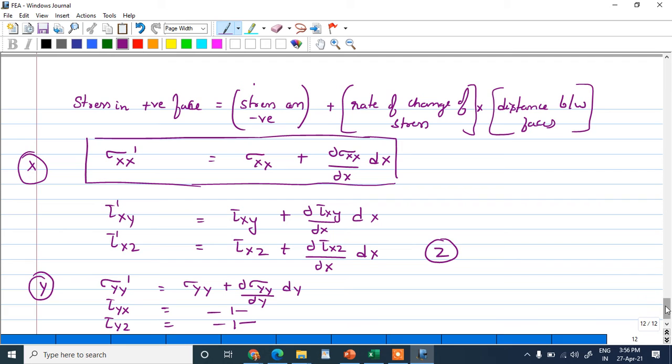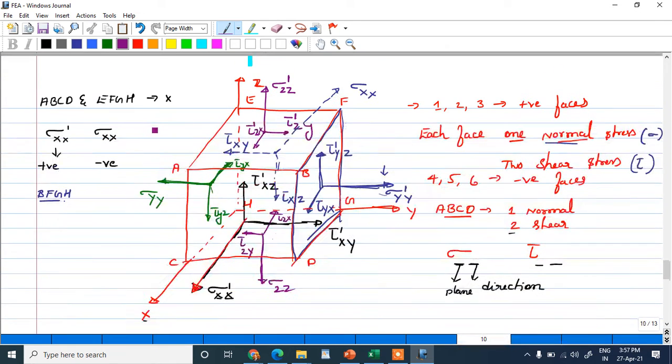Now the next step is to resolve the forces in x direction, and you need to do the same for y and z direction. So that will be summation of Fx equal to 0, and we need to resolve the forces. But in the given sketch, we have the stresses. We know that stress is equal to force by area.